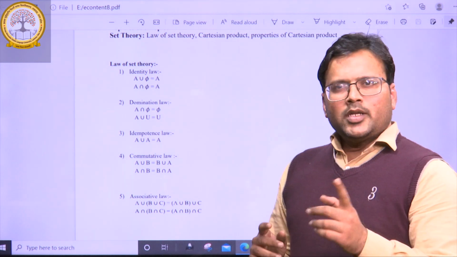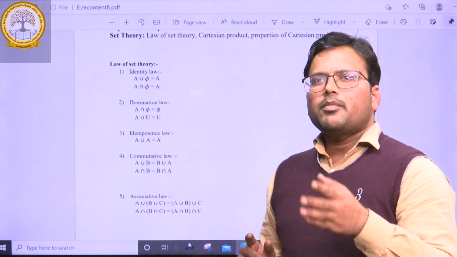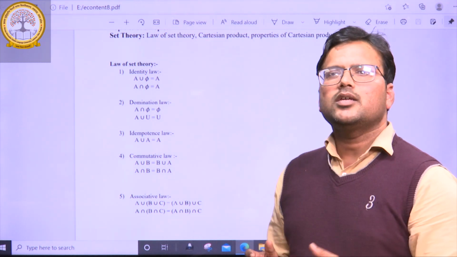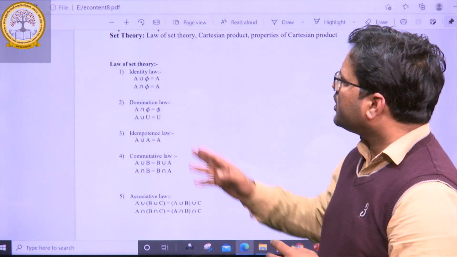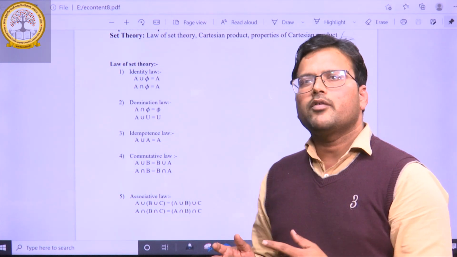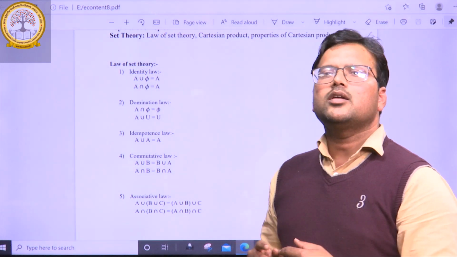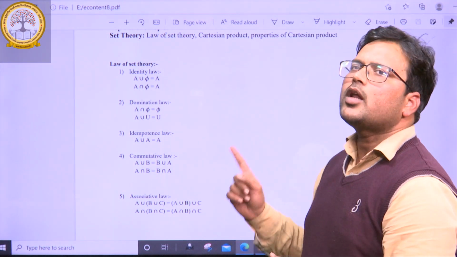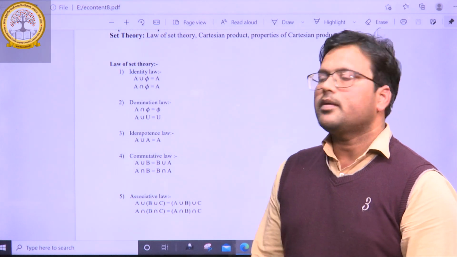Now the second one is that the intersection operation between a set and phi is the set itself. So in this identity law we are seeing that in the union operation with phi and the intersection operation with phi, we are going to obtain the same set. So it is known as identity law.